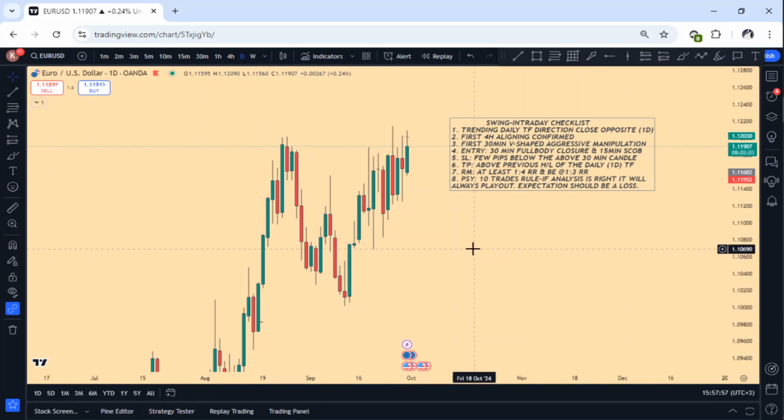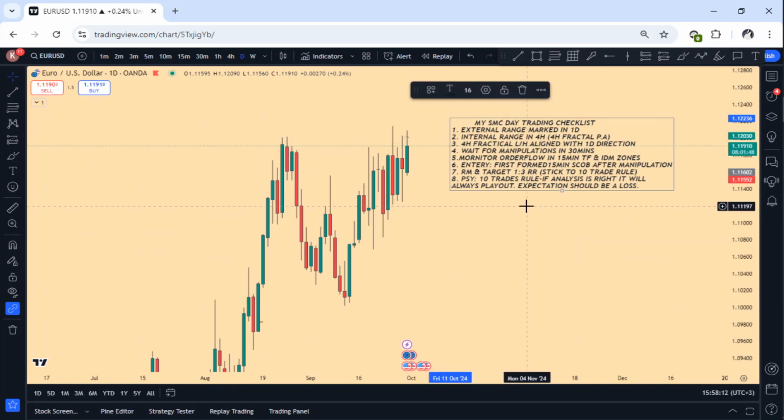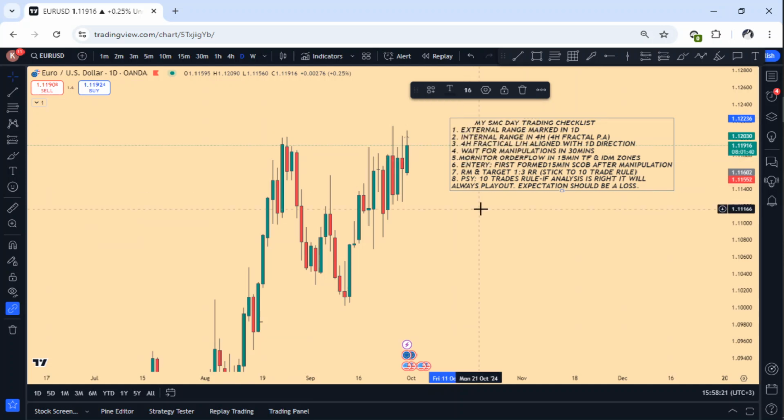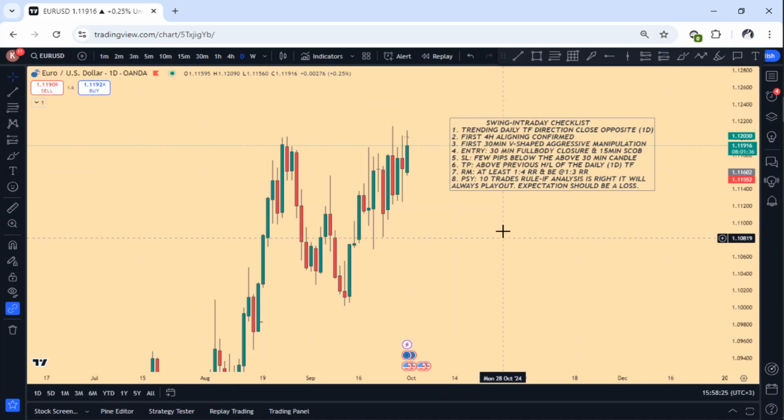So today I'm going to discuss my swing trading strategy. I have two strategies, the swing trading and day trading. So this is the day trading strategy, and these are the 8 checklist. And then I also have the swing strategy. Both of them are SMC. The swing strategy here has 8 checklist too.